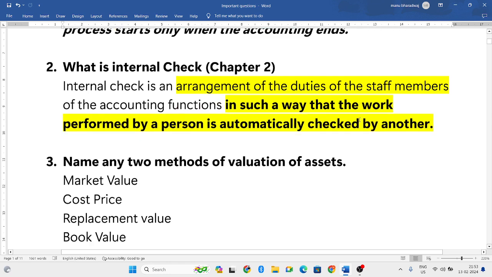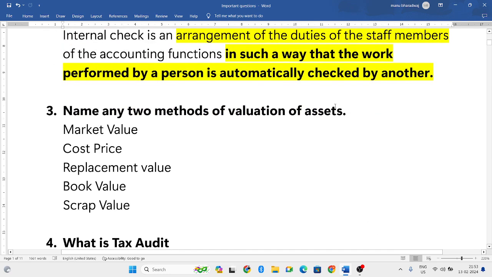That is internal check. Next, name any two methods of valuation of assets. I think this is from the third chapter. They have asked for any two, but I have given everything, so you can write any two. We have market value, cost price, replacement value, book value, and scrap value.